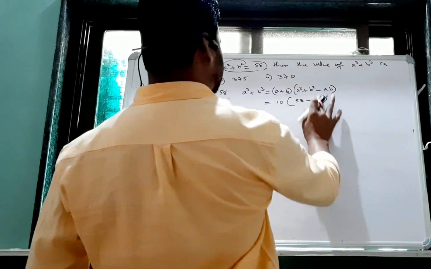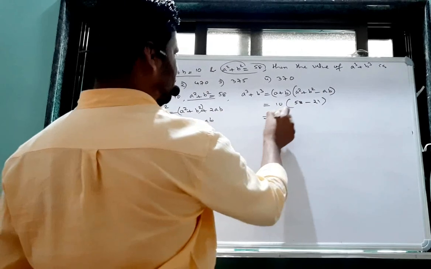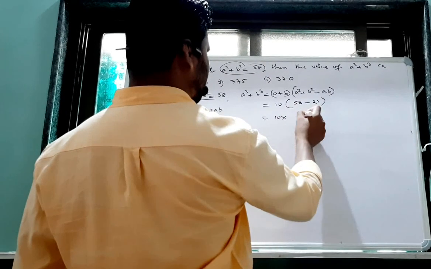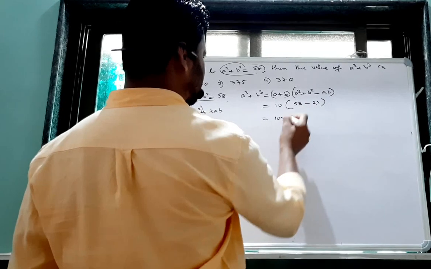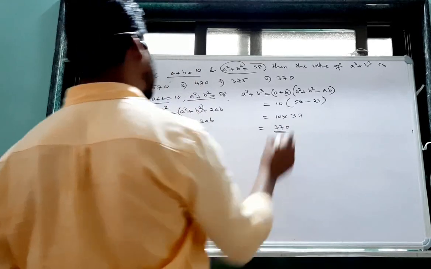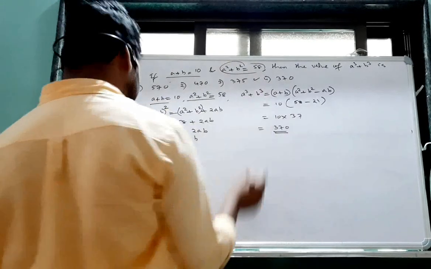Now here put ab is 21. So 10 into bracket 58 minus 21. 8 minus 1 is 7, 5 minus 2 is 3, so 37. So 37 into 10 is 370. The fourth option.